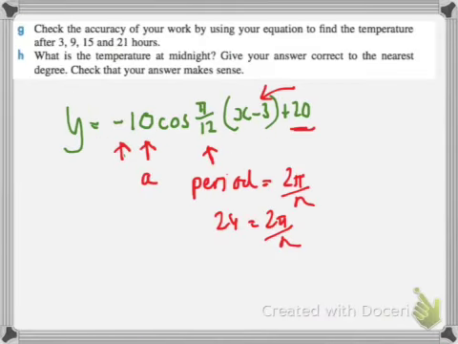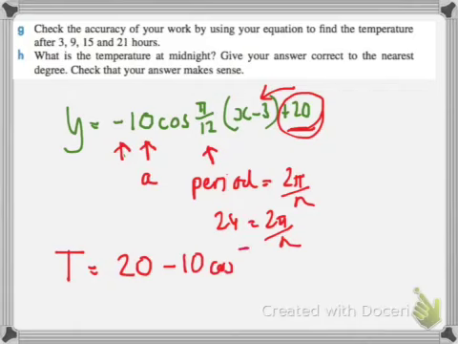Let's move on now quickly to G and H. Check the accuracy of your work by using your equation to find the temperature after 3, 9, 15 and 21 hours. I'm actually not going to do this because the video is getting quite long now. In fact, I'm going to fix this up a little bit better. I'm going to replace y with t. I'm going to take that 20 because it looks a bit better and put it out the front. Minus 10 cosine pi on 12. Instead of x, I'm going to use little t for time, minus 3. And that's a better way to put the equation.